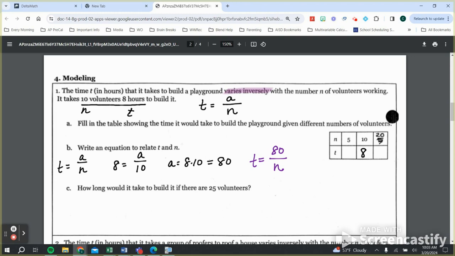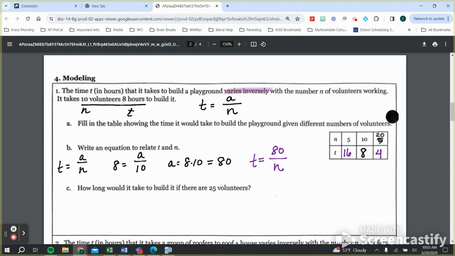Now we can use this function, this equation, to fill in the rest of our table. So if my n is 5, right, we would do 80 divided by 5, and that gives me 16. If I do 80 divided by 20, that gives me 4. So it takes 5 volunteers 16 hours, 10 volunteers 8 hours, and 20 volunteers 4 hours.